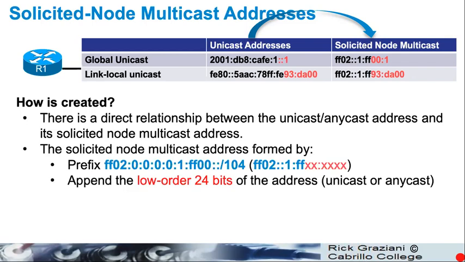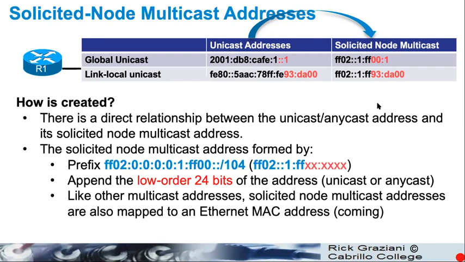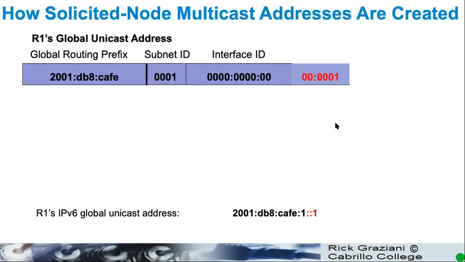We'll see that the way it is formed is by using this weird looking 104 bits, that's FF02::1:FF, and then using the low order bits, the last 24 bits of the unicast address, that's added to the last 24 bits of the solicited node multicast. And like other multicast addresses, we'll see later that the solicited node multicast can get mapped to an Ethernet MAC address, which is also multicast. Let's take a look at how this works.